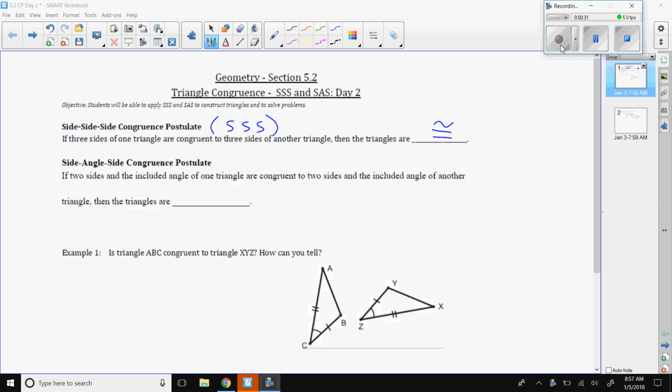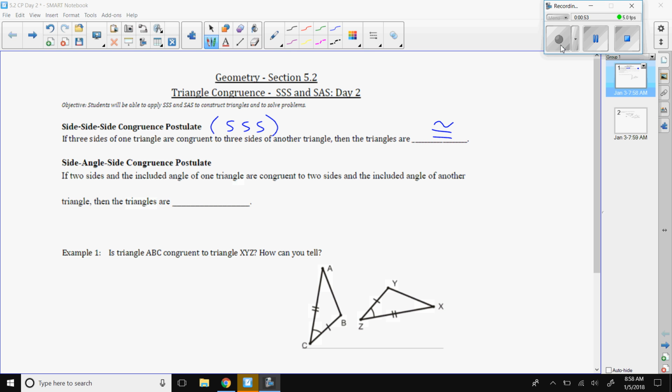And through the activity, you should have been able to see that as many triangles as you made, they all were going to be congruent if you're using the same side length. So if you have a side length of 3, a side length of 4, and a side length of 5, if you put them together, no matter how you try to sort them together, they're always going to be congruent.